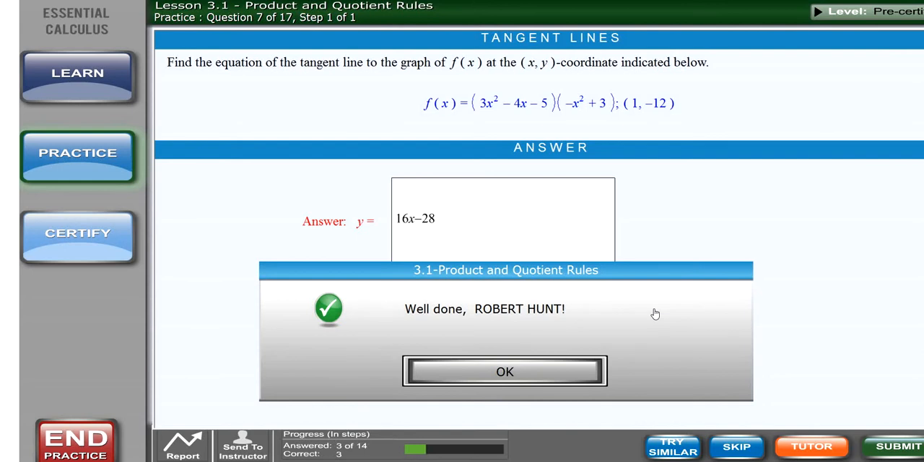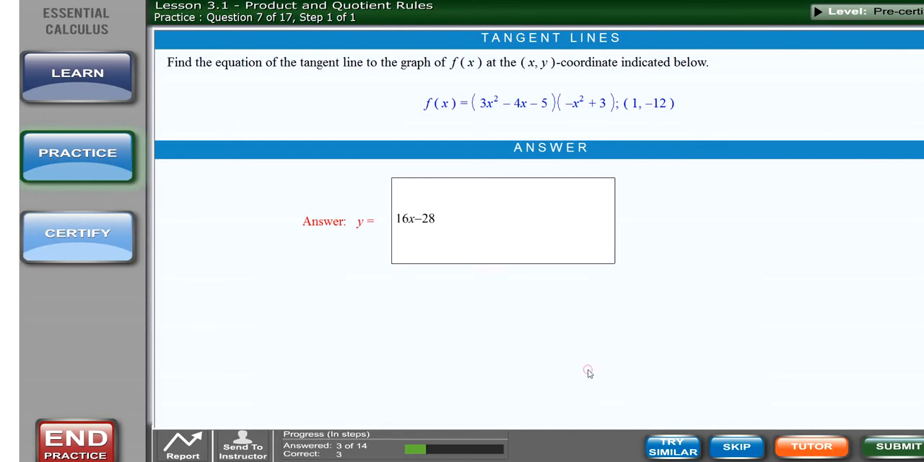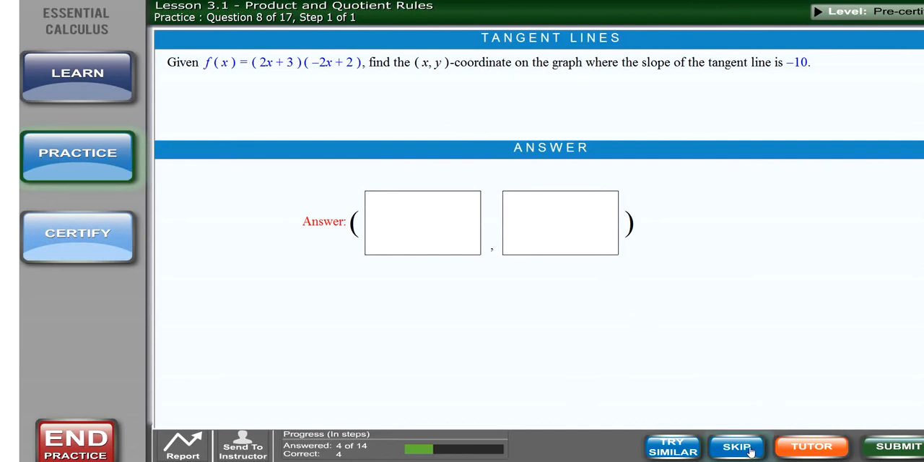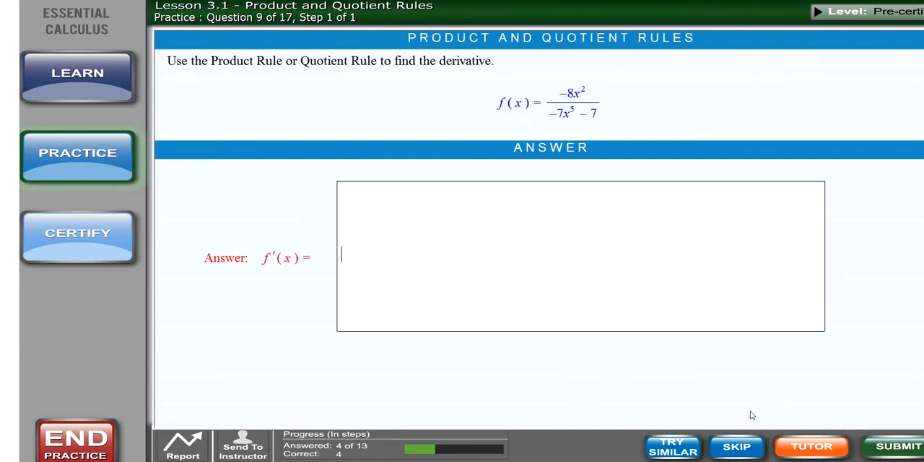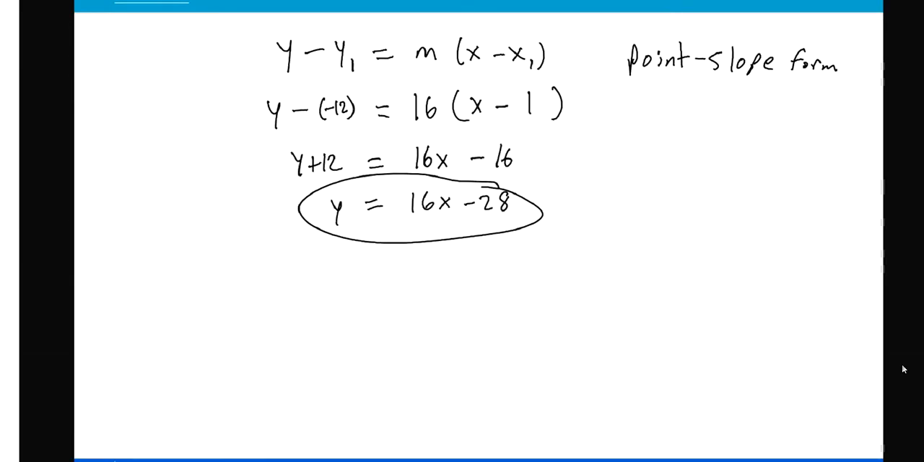Okay, that should get you through the product rule questions. The other part of this is quotient rule problems. So notice here, instead of multiplying things, we're dividing. You have x's over x's. Okay, so let's go back over here to our other screen and talk about the quotient rule for a minute.